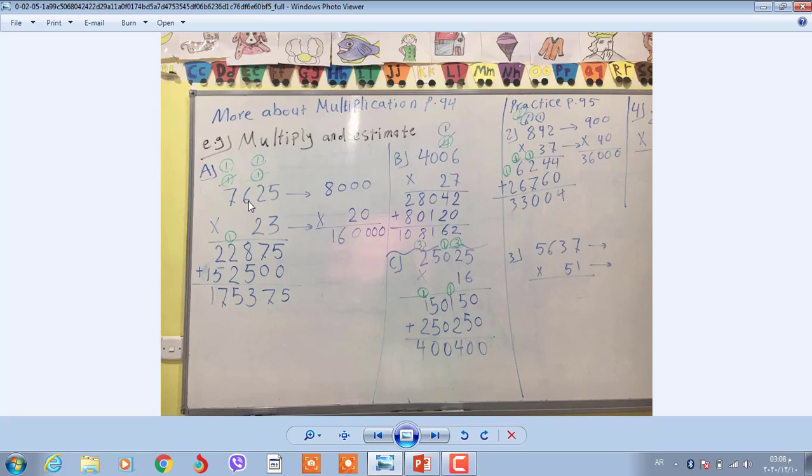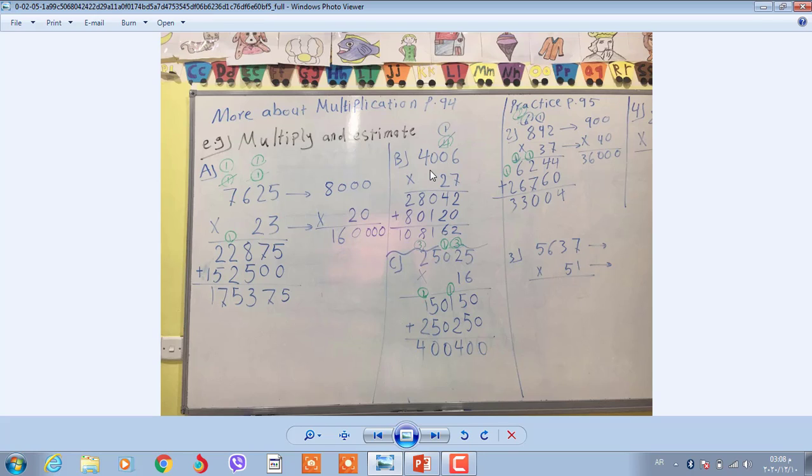For estimate, because we have 7 behind number 6, 6 is greater than 5, so increase 7 by 1 equals 8. We have 8,000 for this estimate. 23, we have multiply, write down multiply. 23, because 3 is lesser than 5, stay the same, we have 2 because in tens place we have 20. 8,000 multiply 20 equals 160,000, because we have 4 zeros, write down 4 zeros. 8 multiply 2 equals 16, so we have 160,000.